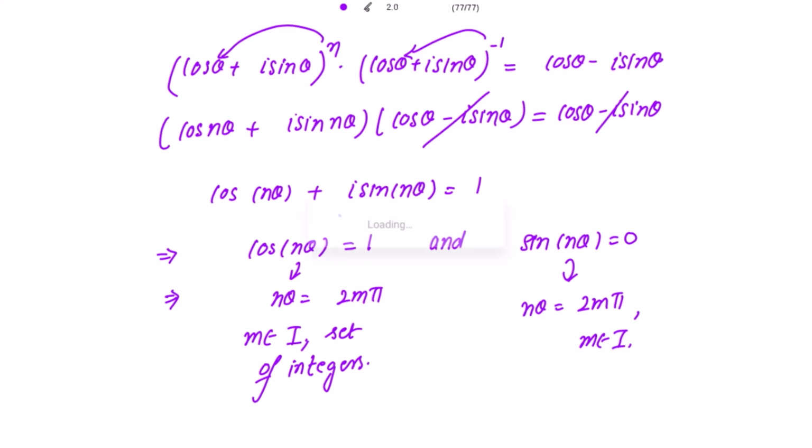So from here we get the value of theta as 2m pi over n, where m belongs to the set of integers, and I'm taking the positive ones, 0, 1, 2 up to n minus 1. Why have I written n minus 1 here? Because n belongs to the set of natural numbers. So if you put all the natural numbers over here, you will get the set of all integers. So that is why m is 0, 1, 2 up to n minus 1.